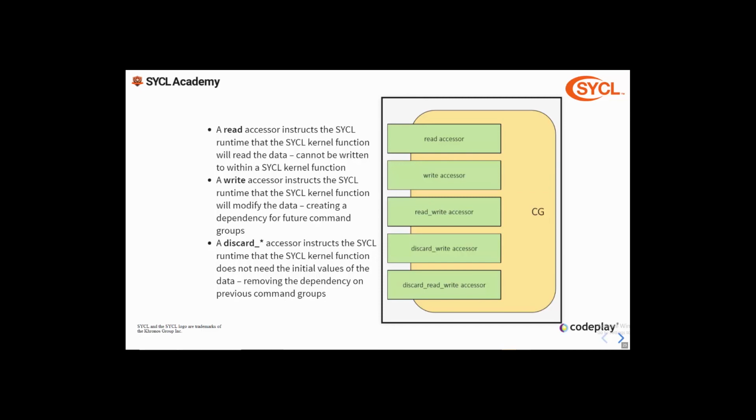Now let's take a closer look at the access modes. The various access modes can be broken down into three main components. An access mode with read creates an accessor with read access to the data. An access mode with write creates an accessor with write access to the data, and this creates a dependency on any future accessor which accesses the same data. An access mode with discard creates an accessor that will discard the previous value of the data. This breaks a dependency on an accessor which is writing to the same data.